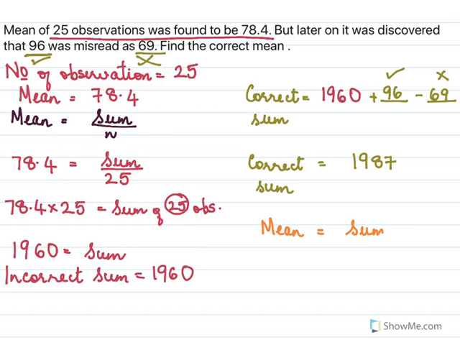Now for the mean is sum over number of observations, and we saw the sum is 1987. Number of observations here are 25, and that works as 79.48. This is the corrected mean.